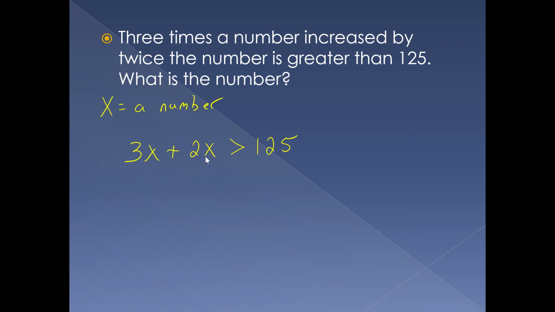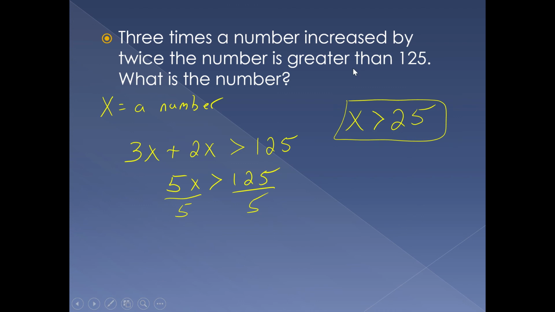All right, so as we solve this, think about what we need to do. We need to combine like terms first. We can combine 3x and 2x. It gives us 5x. It's greater than 125. We then divide both sides by 5. And x is greater than 25. 125 divided by 5 is 25. So the number is greater than 25.